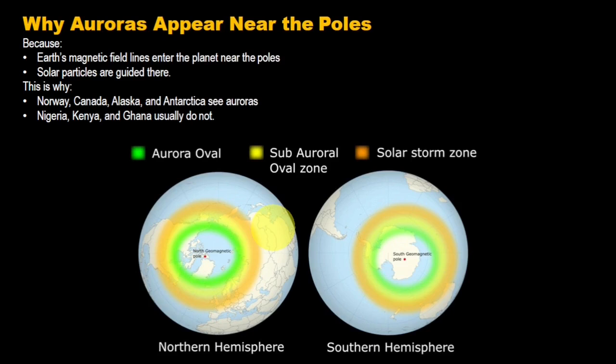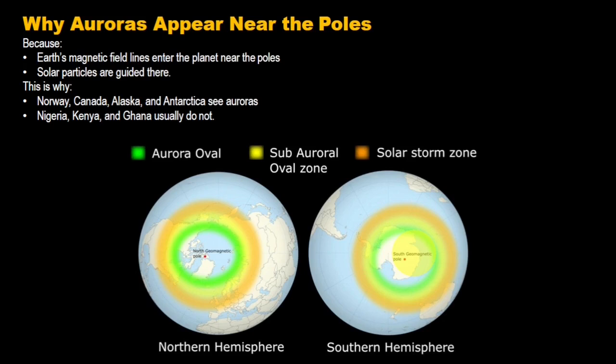So now let me explain why the aurora appear at the poles. Here is the aurora appearing at the poles. Here's the northern hemisphere, and here is the southern hemisphere. Like I told you, the Earth's magnetic field lines end up near the poles, not the geographical poles. They end up there, and these solar particles are guided there.